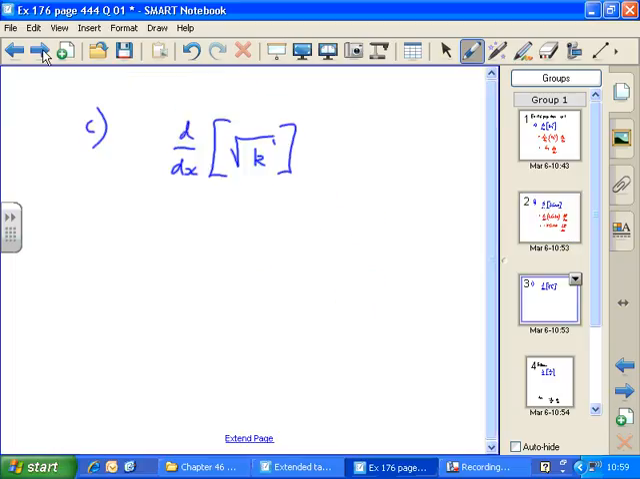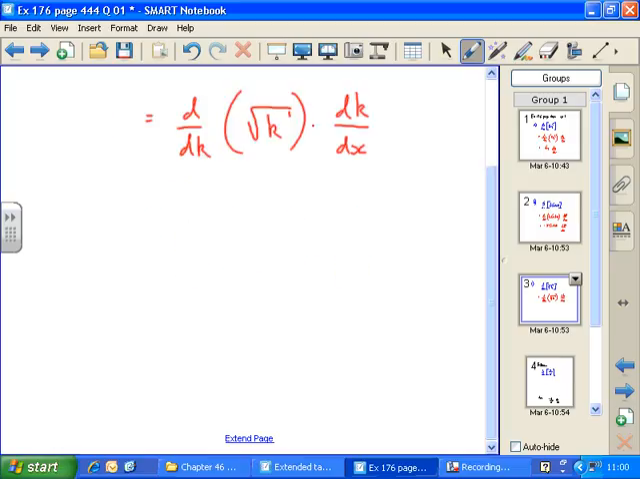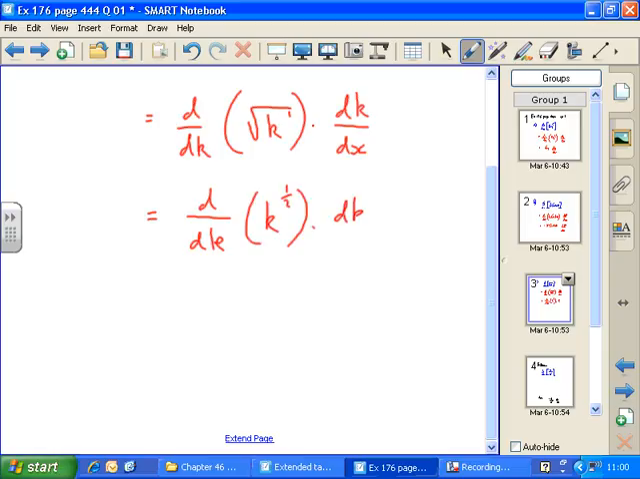Part C, so now I've got to differentiate a function involving k, where k now is some variable with respect to x. So again, I need to differentiate the function in terms of k, of the square root of k, and then multiply that by dk by dx. Of course, I need to use the laws of indices to rewrite this function inside the bracket. So this is d by dk of k to the half multiplied by dk by dx. And I'm sure you can now finish that off and come up with the solution in the textbook. Have a go.